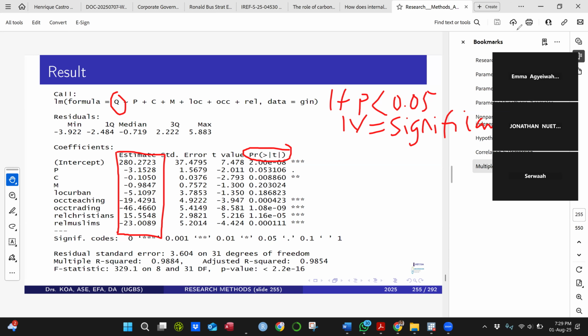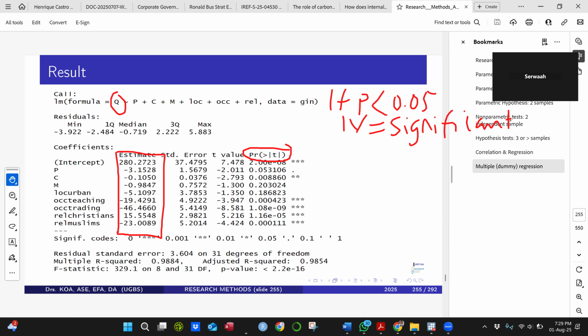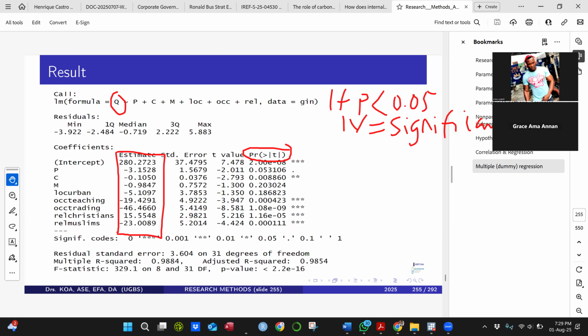Now, is the coefficient of complement price significant or not significant? Complement price, you can tell us. Is it significant or insignificant? So it's significant because it's less than. What is less than? The coefficient of C. The p-value is 0.008860, which is less than 0.05. Good, excellent. I'm giving 3 marks to Pony.